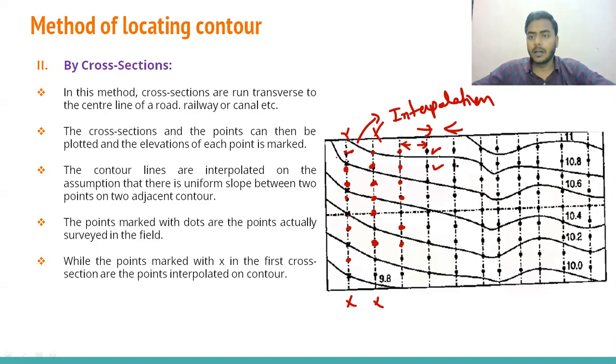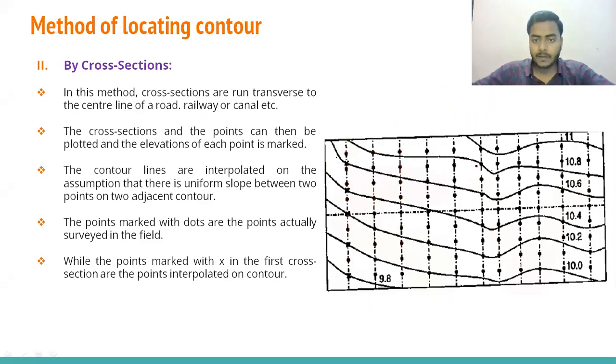If the ground is flat, we will keep them apart. If the ground is undulating, then we will keep them closer. So that depends upon the purpose of the survey and the nature of the ground. Once that is done, using the interpolation, we can draw these lines.